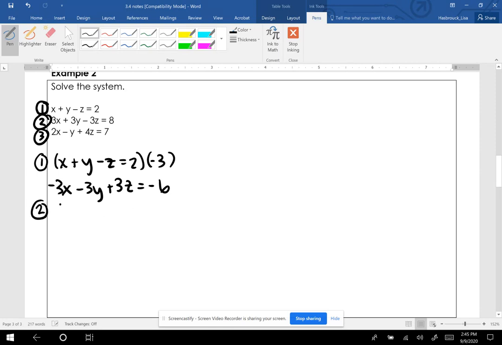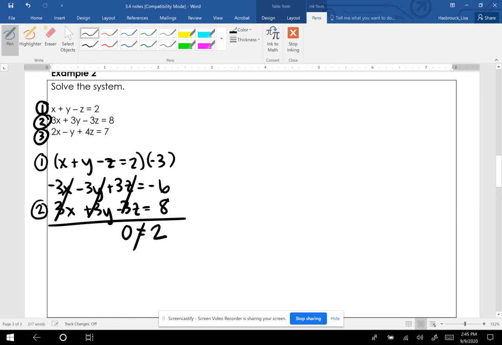Now I'll put equation 2 below it: 3x plus 3y minus 3z equals 8. And I'll add these together. Negative 3x plus 3x cancels out. Negative 3y plus 3y cancels out. And 3z minus 3z cancels out. This leaves us with 0 equals negative 6 plus 8, which is 2.